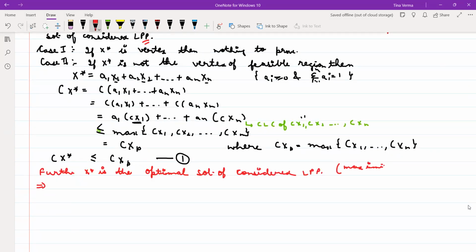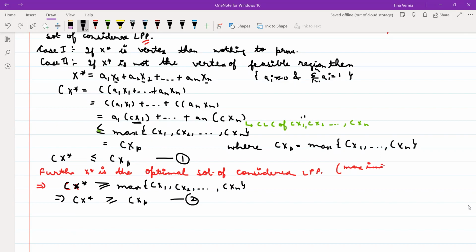So which implies कि मेरे जितने भी मैं वर्टेक्स पुट करूं हमेशा ही मुझे cx star पे I'll get the maximum value. Either it will be greater than the maximum from all the values. जितने भी पॉइंट्स पे मैं वैल्यू निकालूं मेरी हमेशा उनके मैक्सिमम से या तो बड़ी होगी या मैक्सिमम के इक्वल होगी. Which implies, ये आपने लिया क्या था, that you have taken cxp. So from the 1 you are saying cx* is less than or equal to cxp. From the 2 you are saying it is greater. So what it indicates? cx* is equal to cxp.